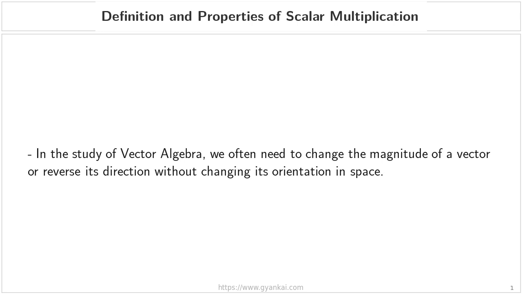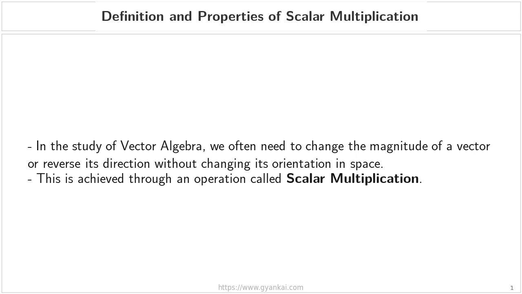Welcome, everyone. Today, we are diving into an essential concept in vector algebra. As you progress in your studies, you'll find that we often encounter situations where we need to modify a vector. Perhaps we need to stretch its magnitude to make it longer, or perhaps we need to flip its direction entirely, all while keeping it on the same line or orientation in space. To do this, we use a specific mathematical operation known as scalar multiplication.